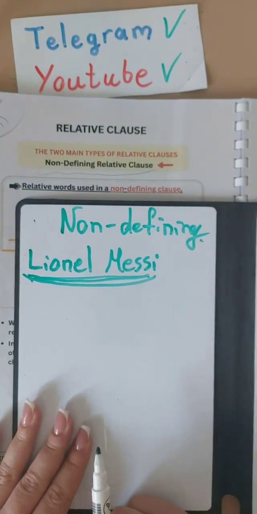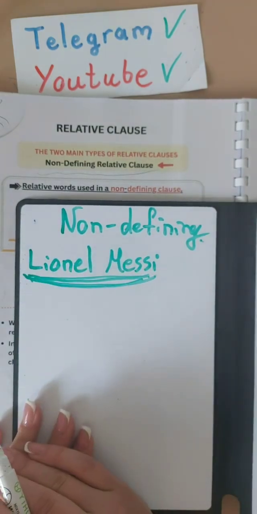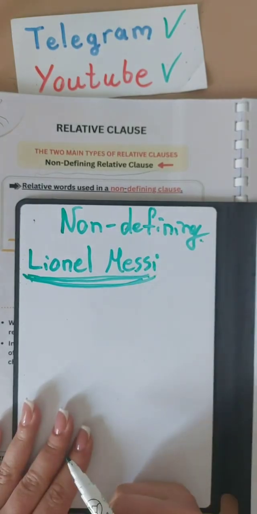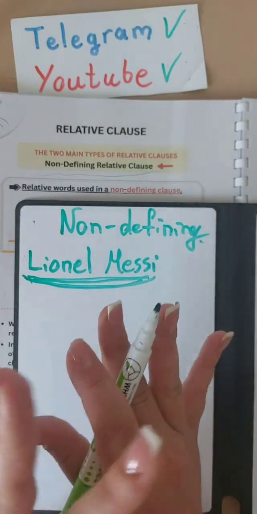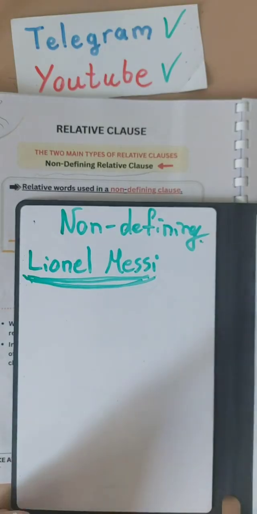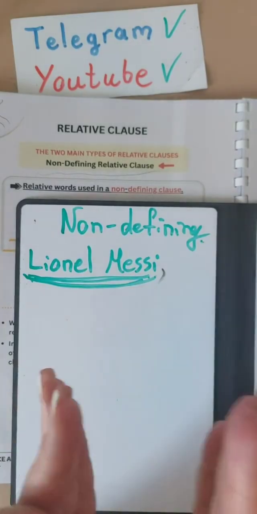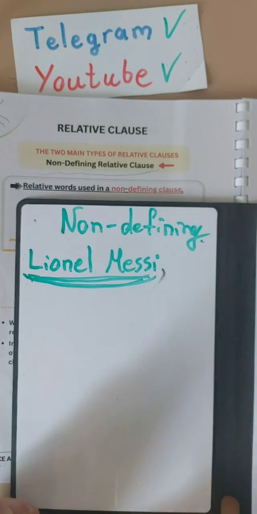So when we start a sentence with a famous person, we add extra information, that is, we add non-defining relative clause. With non-defining relative clauses, we always use commas. Lionel Messi, comma. And then we add extra information, more details about the person. Okay? Lionel Messi.